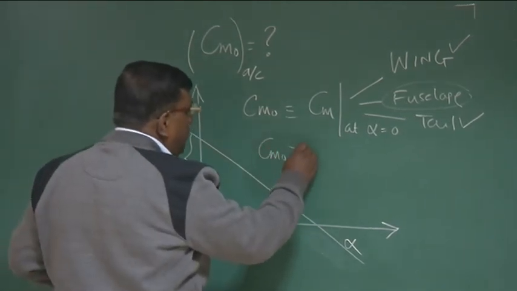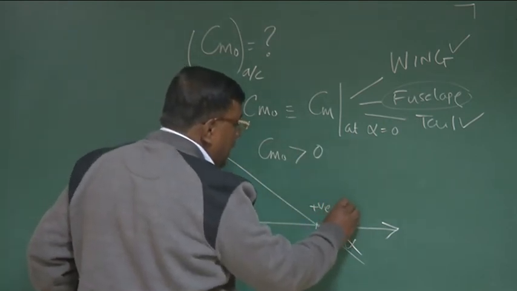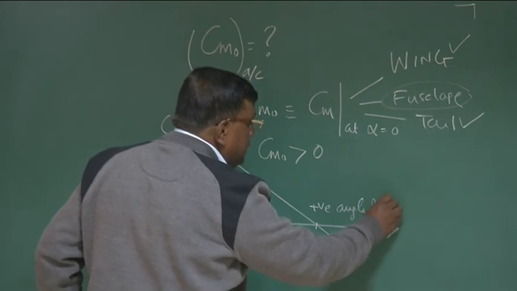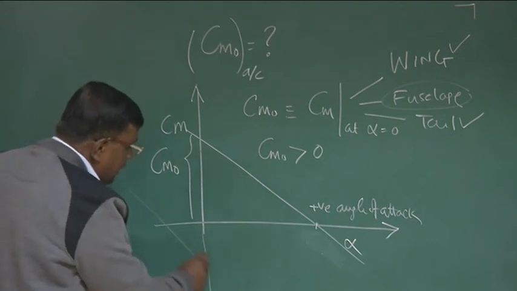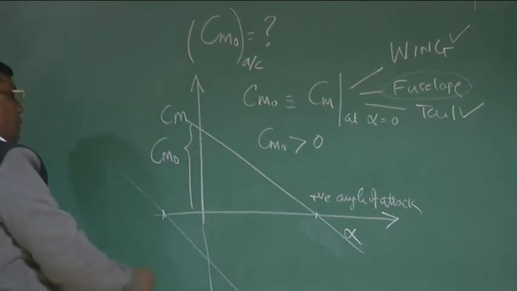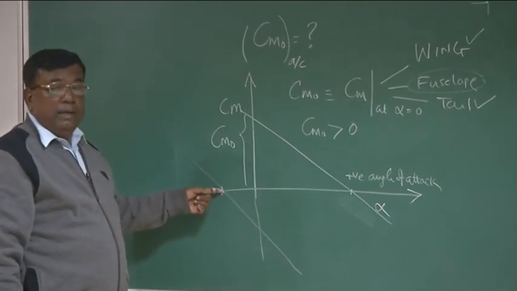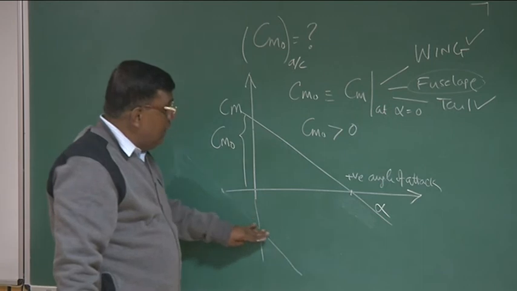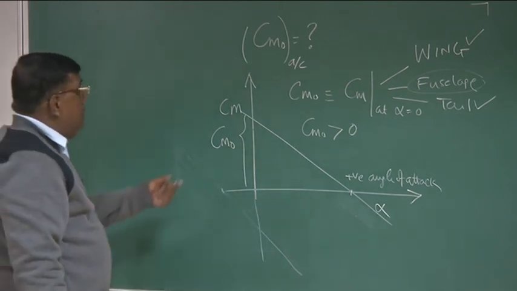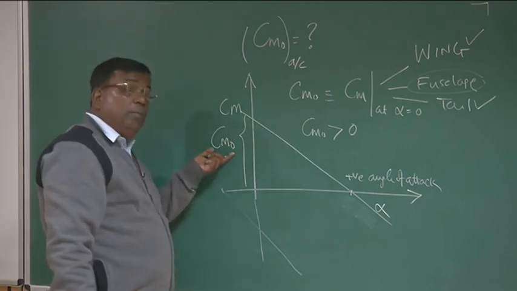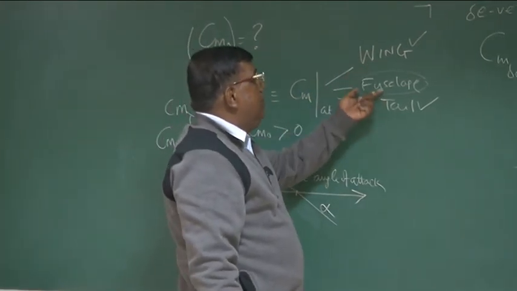We want Cm naught positive because I want to trim the airplane at positive angle of attack. Okay. If Cm0 was negative, I still can have a trim here, otherwise statically stable, but this is a trim at negative angle of attack. So I don't want to do that. I want to have it at positive angle of attack. So that is why we need Cm0. But then Cm0 I should generate automatically from the aircraft by adding up the contribution of wing, fuselage, and tail.